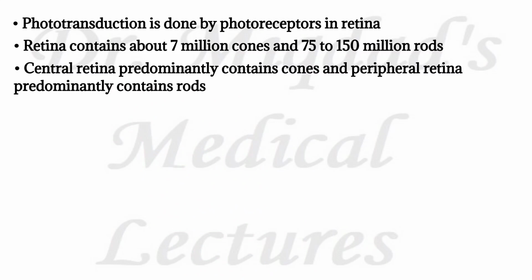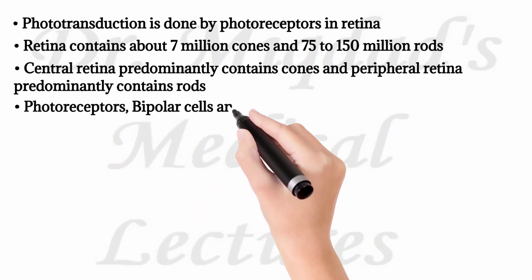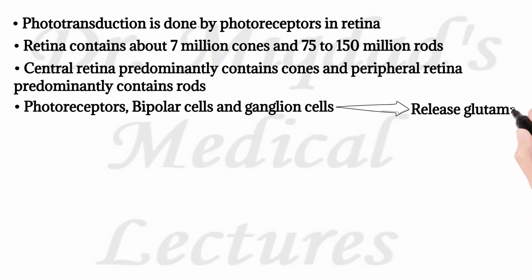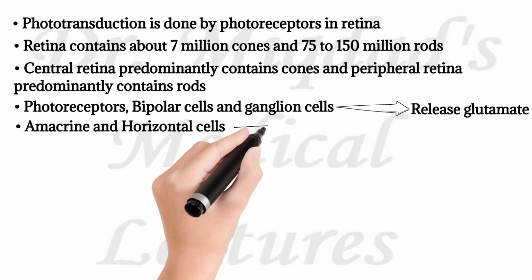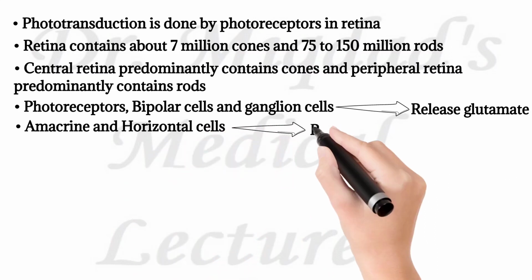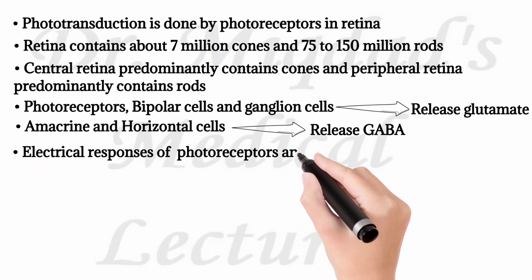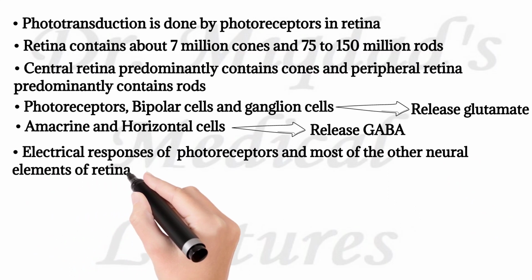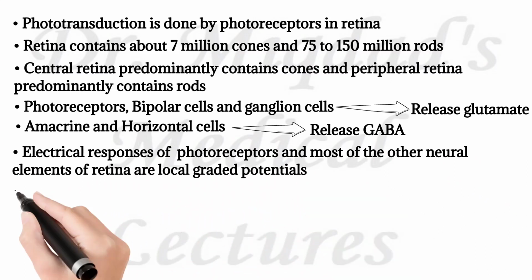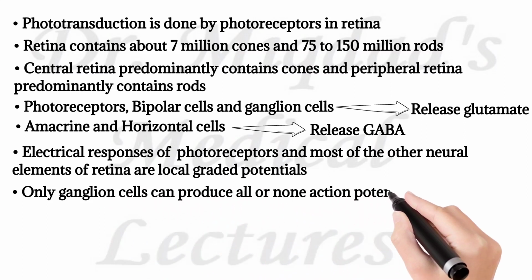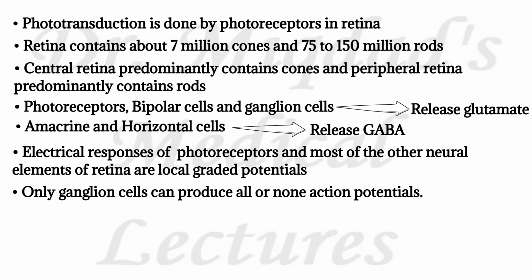Now different cells of the retina basically release one of two different neurotransmitters. Photoreceptors, bipolar cells, and ganglion cells release glutamate, whereas amacrine cells and horizontal cells are inhibitory cells and release GABA. All the electrical responses of photoreceptors and most of the other neural elements of the retina are local graded potentials, and only the ganglion cells are capable of producing all or none action potentials.